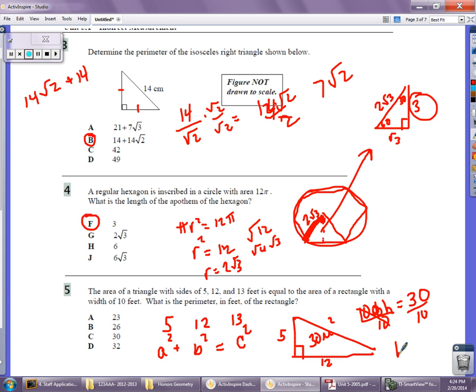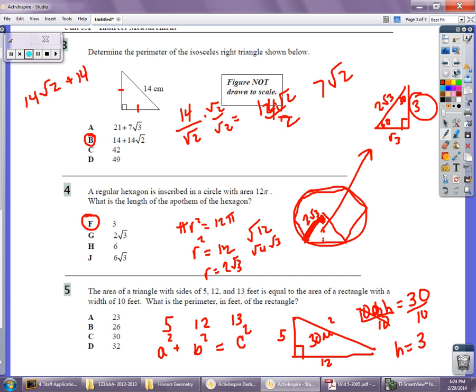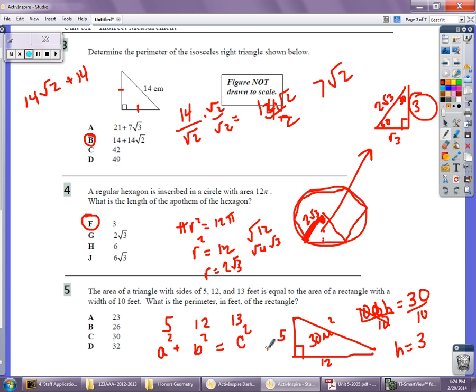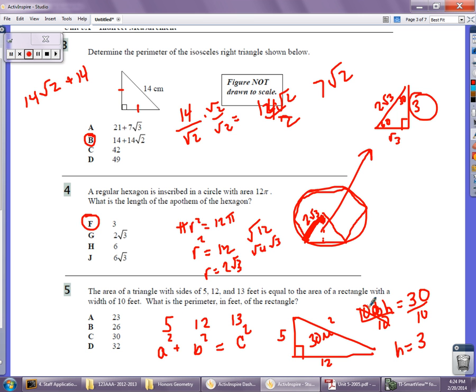3. Which, I'm sorry. It says, what is the perimeter of the rectangle? We didn't answer that question because if this is 3 and this is 10, that's 10 and that's 3. 10 plus 3 plus 10 plus 3 is 26.